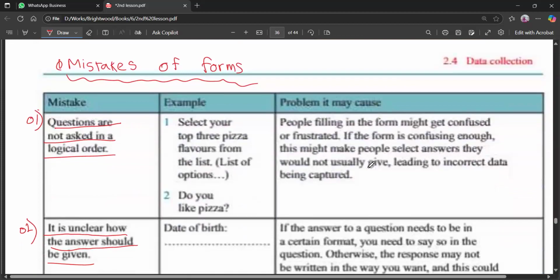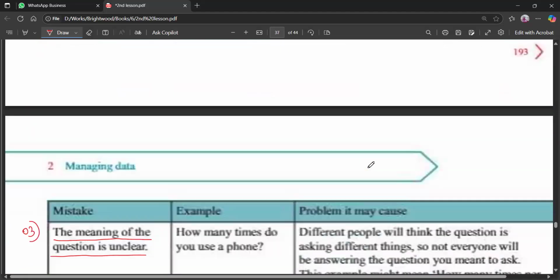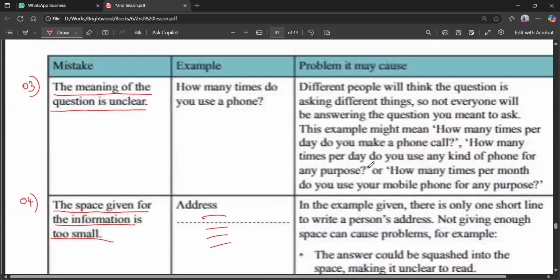Okay, and next, what are the mistakes of forms? What are the mistakes that can be seen on forms? The main mistake is that questions are not asked in a logical order. And next, it is unclear how the answer should be given. And next, the meaning of the question may be unclear sometimes.